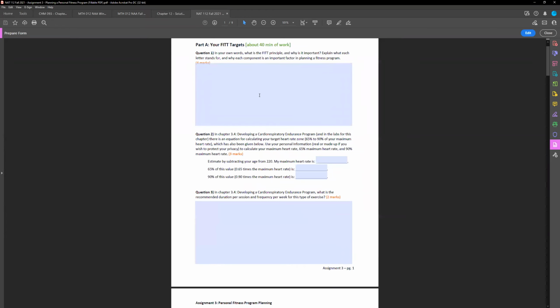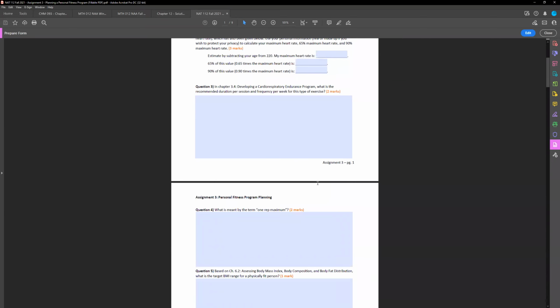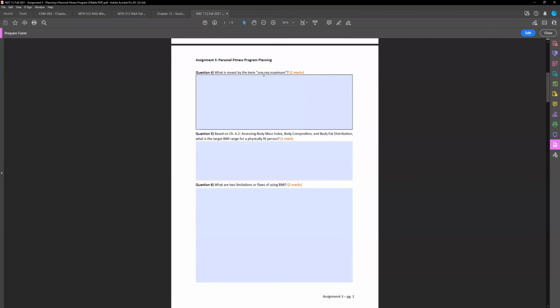There's a few questions here with a lot of space, but for each of these, you can get away with writing relatively short sentences, and it's just giving you extra space so that you have the room should you need it. And there's a couple fill in the blanks. A few more questions. These are all stuff that we've discussed. For instance, what is meant by 1 rep maximum? A quick little answer here will do. What is a target BMI range? We talked about that already, and it's just a range of BMI. What are 2 limitations or flaws? Your textbook directly talks about this. So all of these are straightforward.